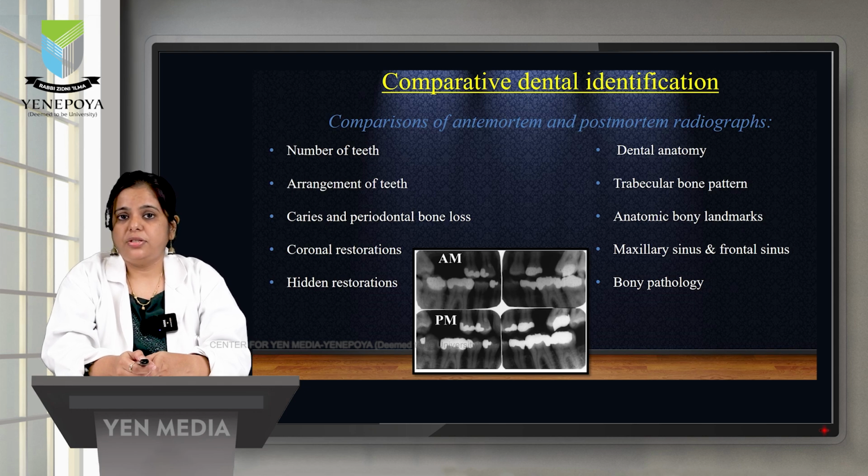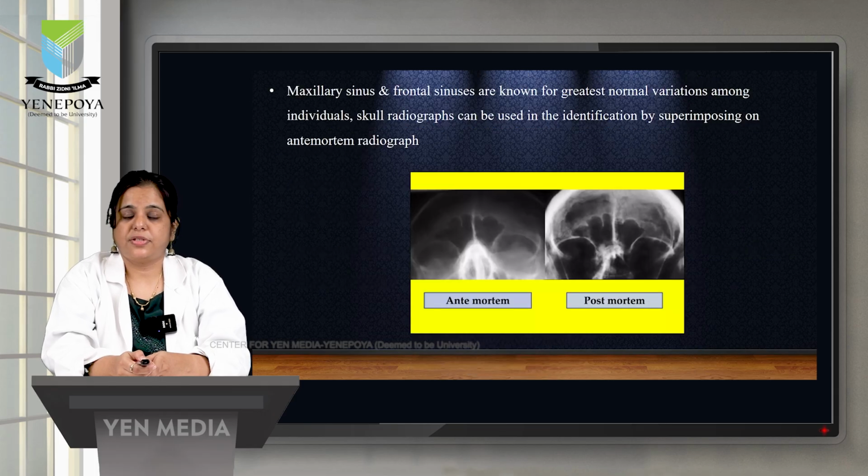Comparative dental identification is also very important, wherein the comparisons of antemortem and postmortem radiographs are done. These radiographs are assessed for various factors such as number of teeth which are present, how is the arrangement of the teeth in the jaw, any kind of caries or periodontal bone loss which are present, any restorations, any hidden fillings, dental anatomy, trabecular bone pattern, anatomic bony landmarks, maxillary sinus, frontal sinus, any other bony pathologies which are present, and these are compared between the antemortem and the postmortem radiographs.